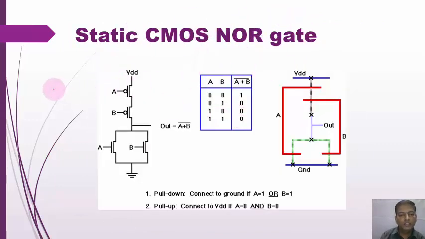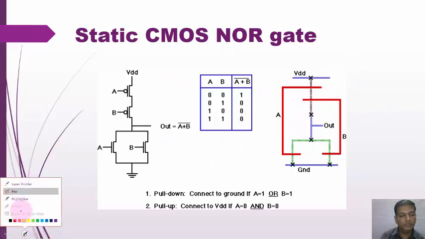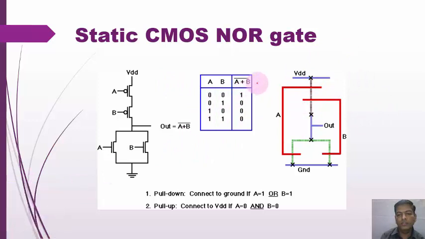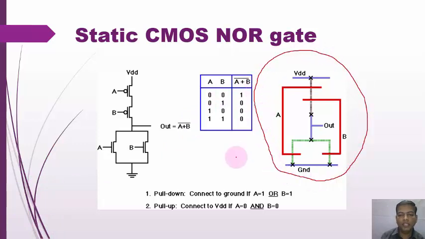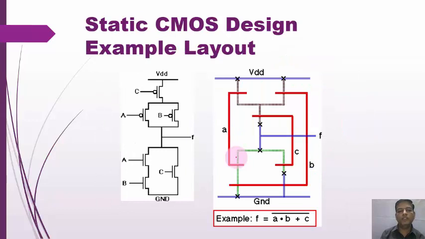Then the static CMOS NOR gate. The NOR gate we have to draw by using two PMOS in series and two NMOS in parallel, and again here we have drawn the stick diagram. Stick diagram of the NOR gate, everyone can see that. In the next session we will cover how to draw it, and you may make the practice still.